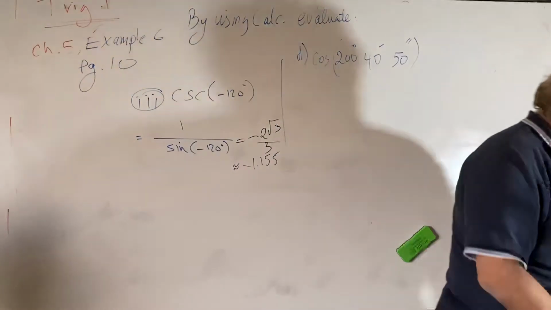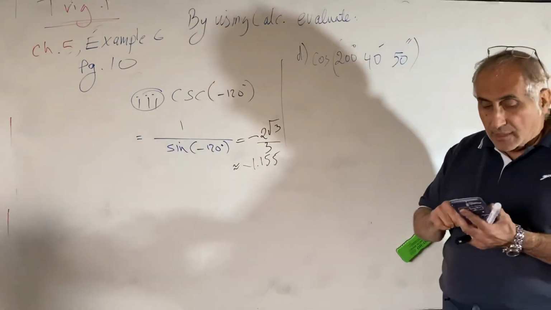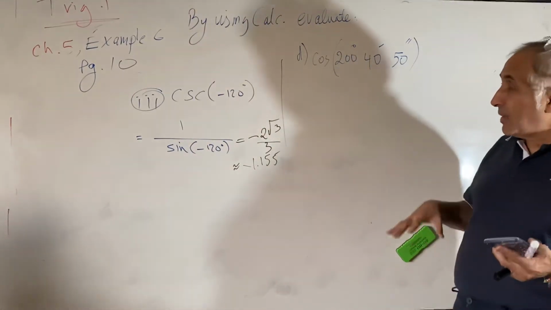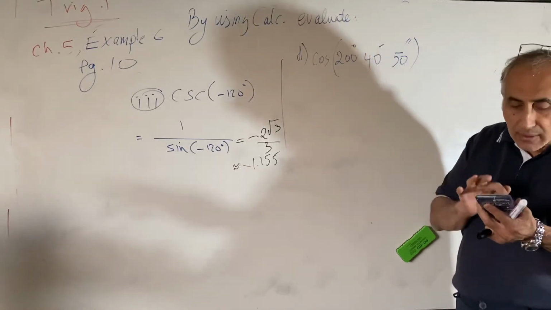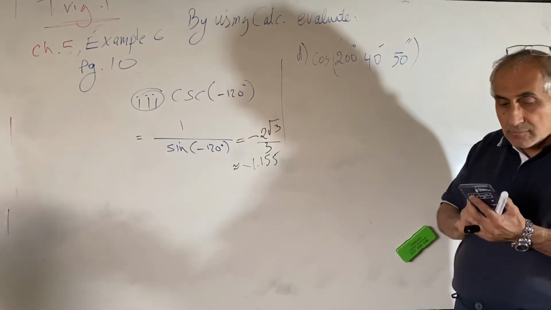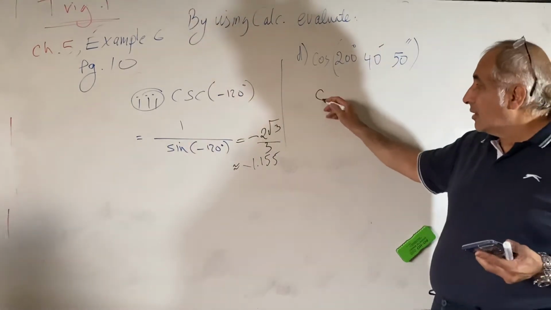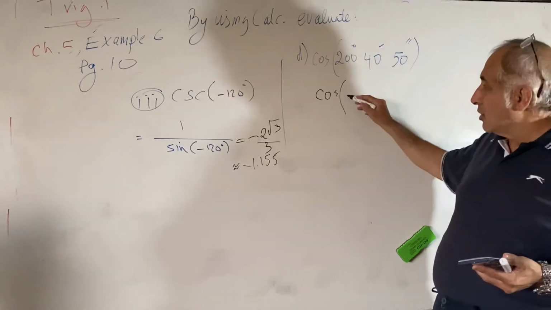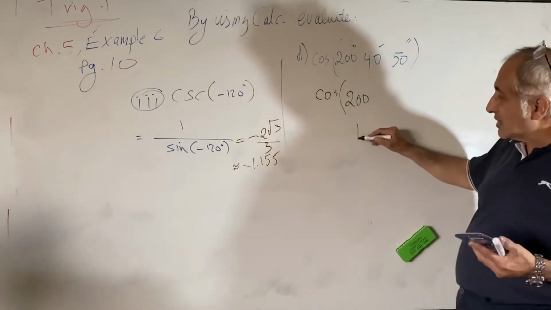Go to your calculator. Your calculator is ready. It's already in degrees, I remember that. Press cosine. The bracket will open automatically. You will have to put 200. Now, there's a button you have to press.